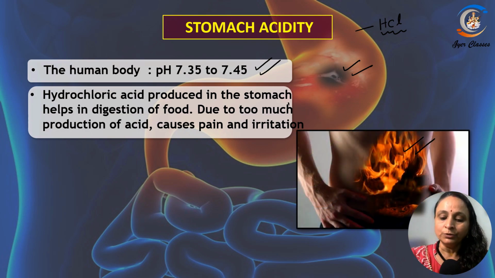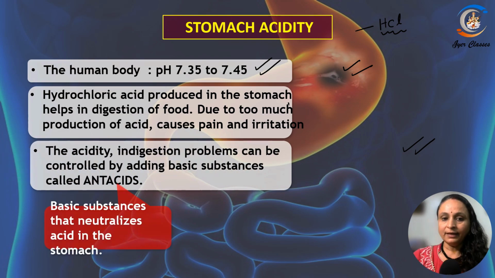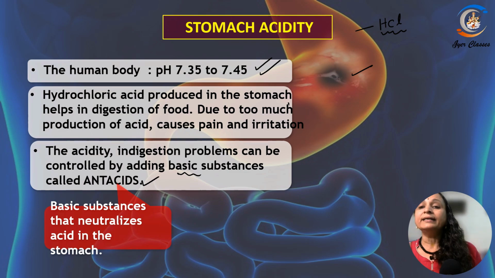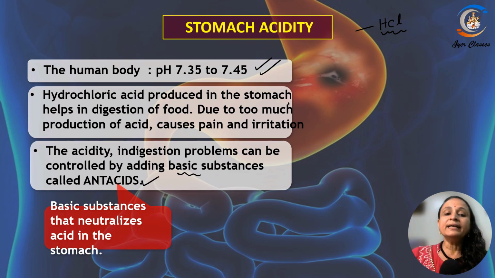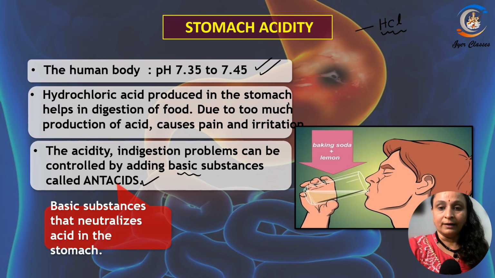So we want to neutralize it. How to neutralize it? Acidity, indigestion problems, they can be controlled by adding the basic substance, and these substances are called the antacid. Now, what is an antacid? Antacid is actually the basic substance. Now, what can this be? This can be, for example, baking soda.